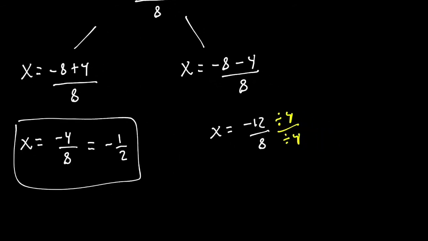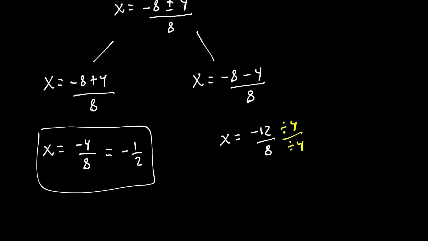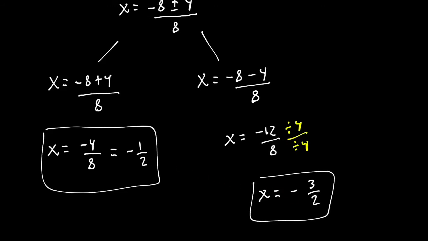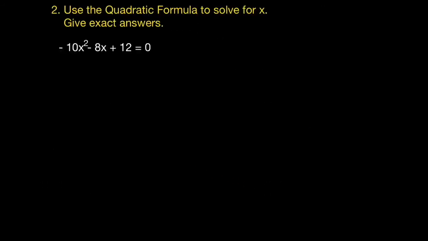Since that's the greatest common factor between the two, we get that x is equal to negative 3/2. And those are the two solutions. Let's go over one more example.